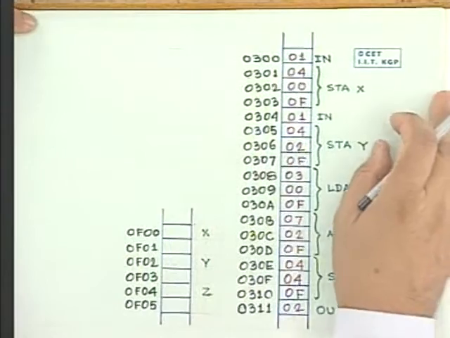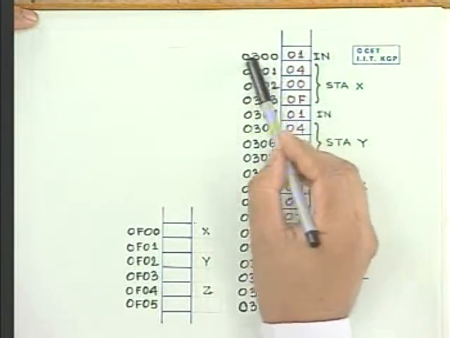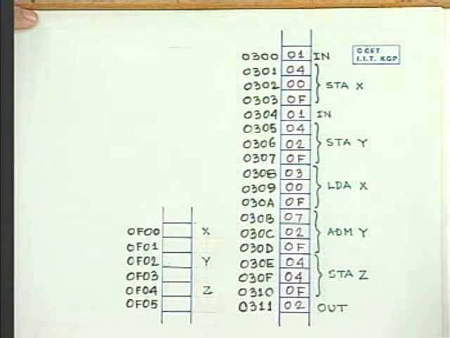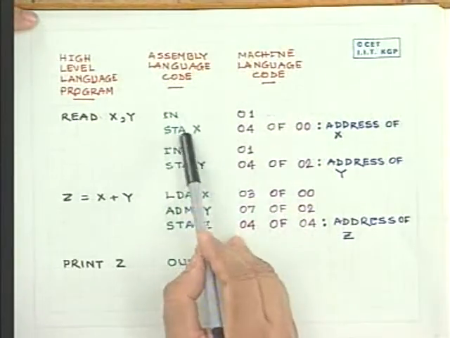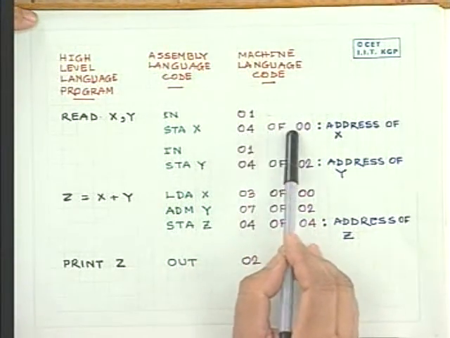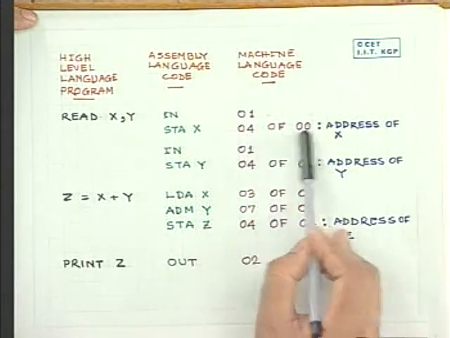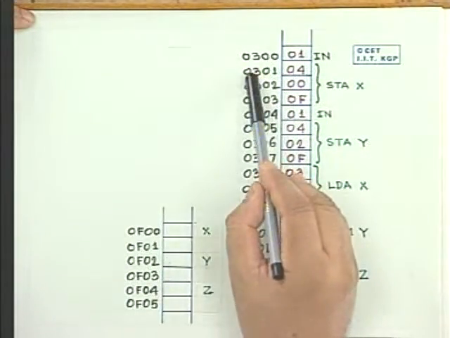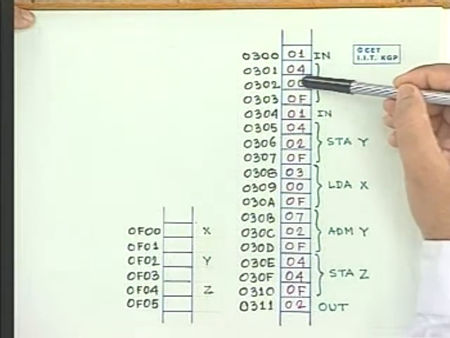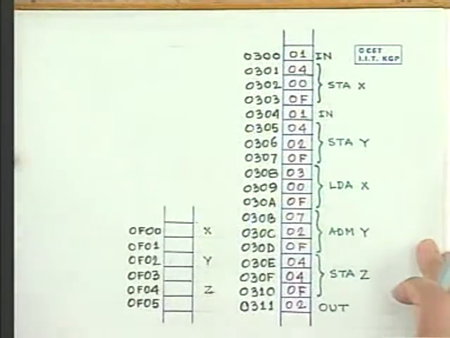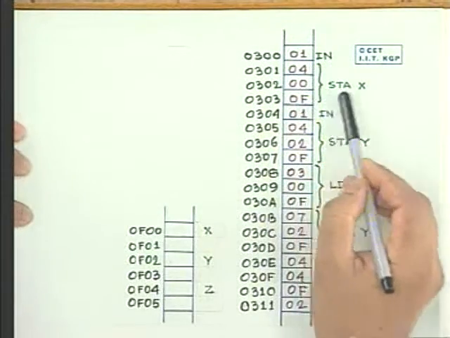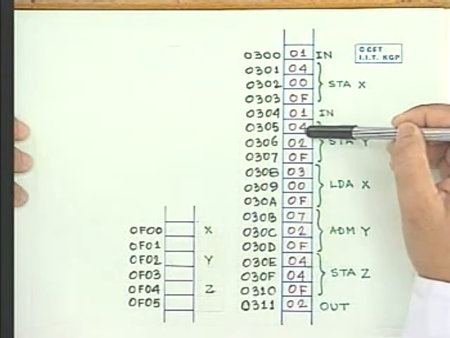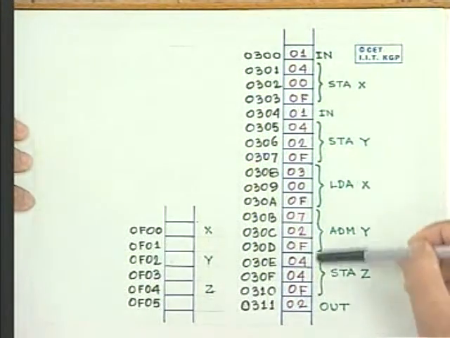This first instruction is IN, and that has been loaded in the location 0300. The machine code is 01, which has been loaded over here. The second instruction, you see, is store accumulator X: 04 0F00. 04 is the opcode. This is the address part. That second instruction has been loaded starting from the location 0301. So 04, 00, 0F: these 3 bytes taken together are a store accumulator X instruction. That way, every instruction one after the other has been loaded into this memory.